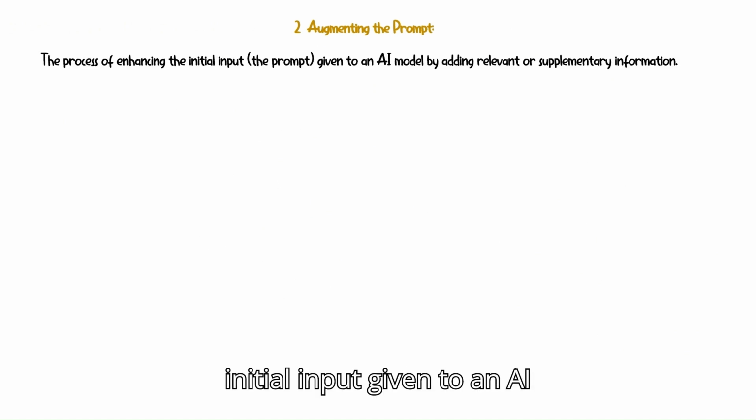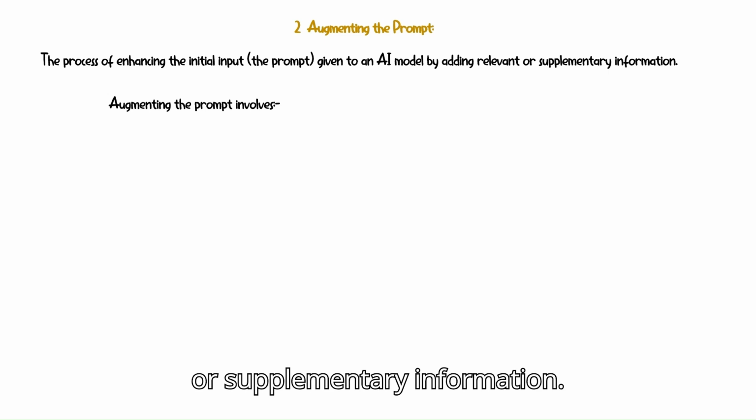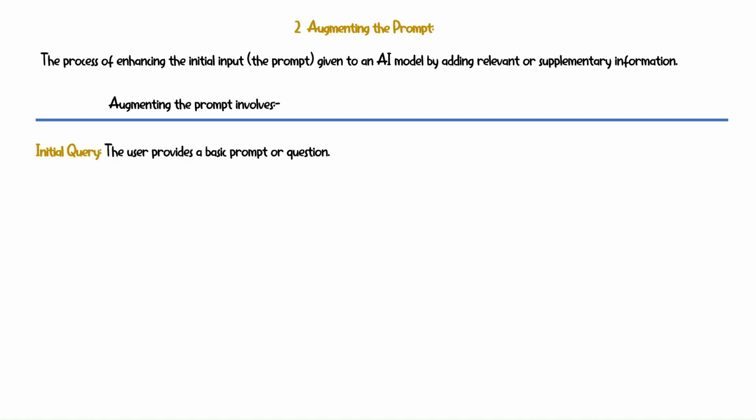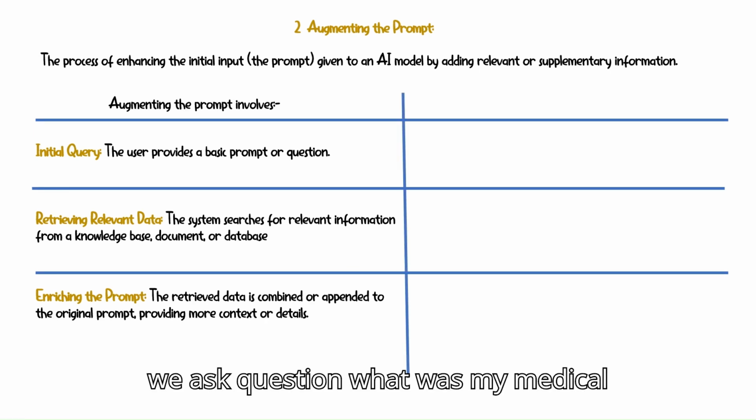Next is augmenting the prompt. This is the process of enhancing the initial input given to an AI model by adding relevant or supplementary information. The user provides a prompt or question, then the system, or through code, we search the relevant information from the index data. After that we combine the prompt and the searched information from the index data to provide the context to the LLM.